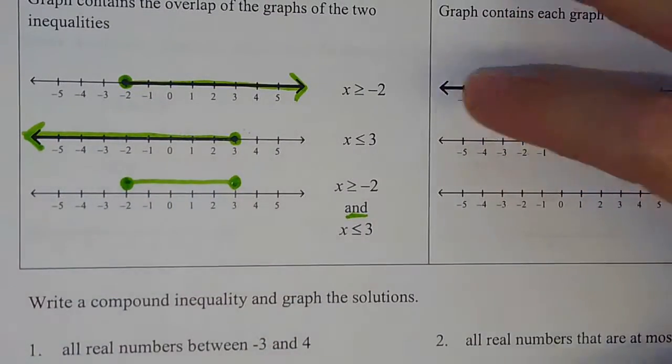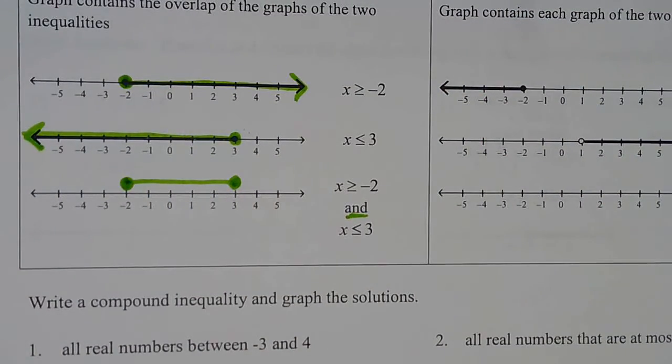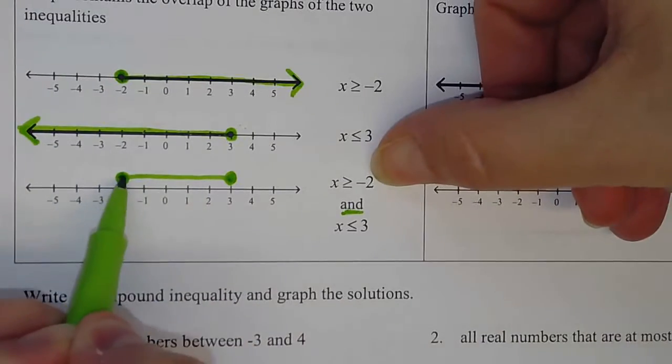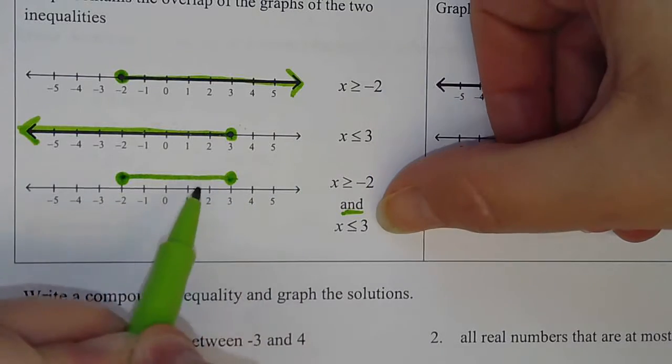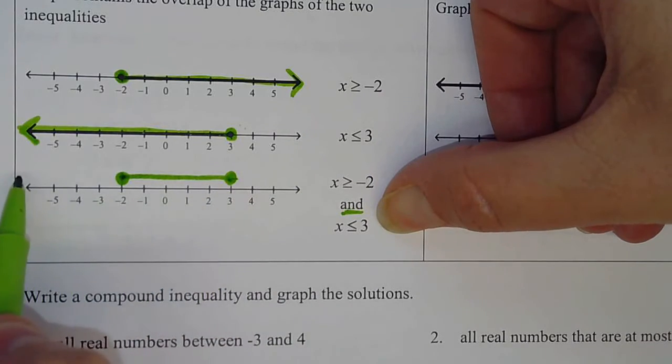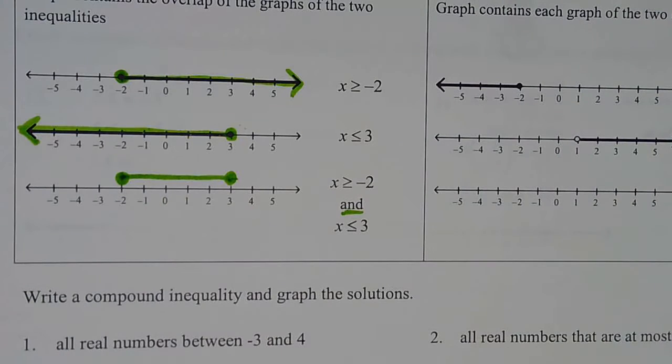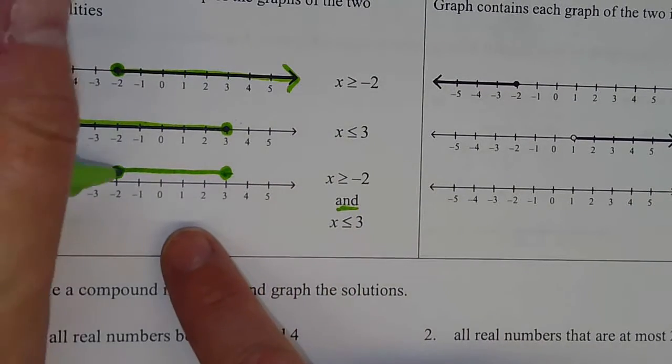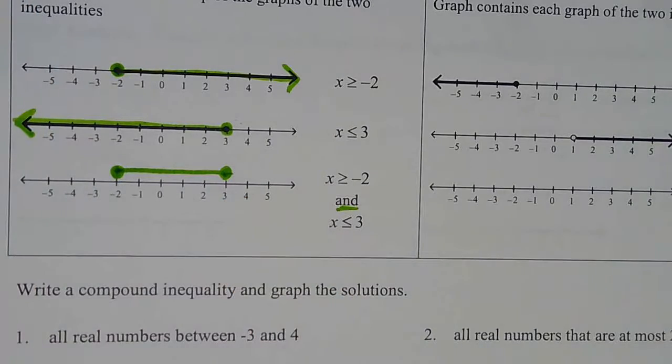So this is what an "and" graph ends up looking like, because you would shade to the right for the -2, and you would shade to the left for the 3. So you only shade what overlaps. When we walk through these, I think it'll make more sense too. So what this means is that any x value in between -2 and 3 would be a solution. So like 1 would be a solution, like that problem on the quiz. The number 1 would be a solution because it's included in here.